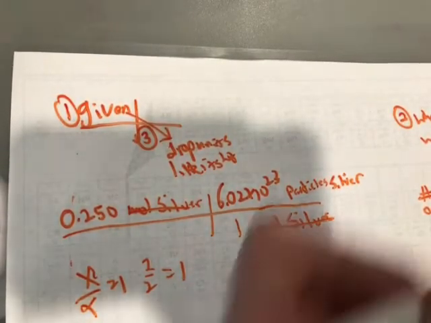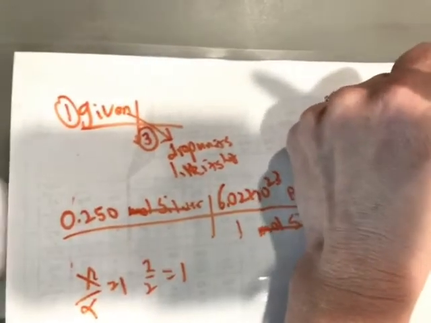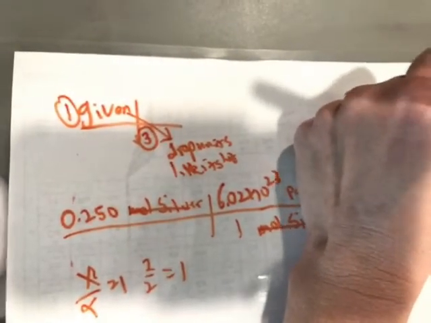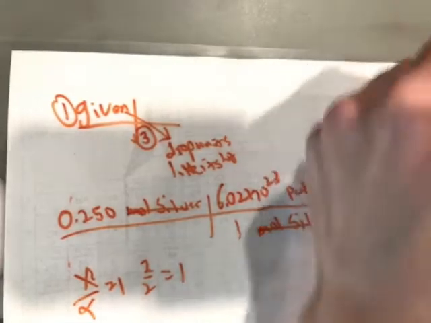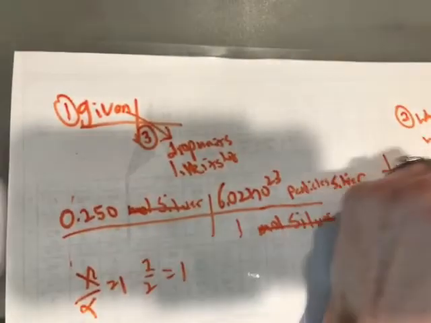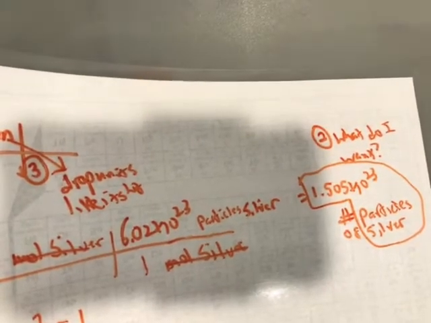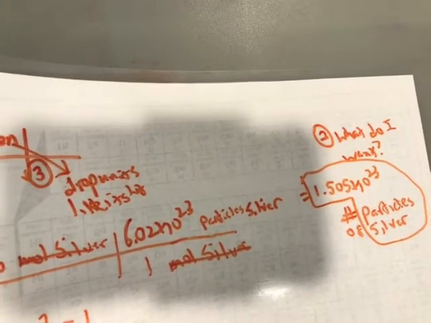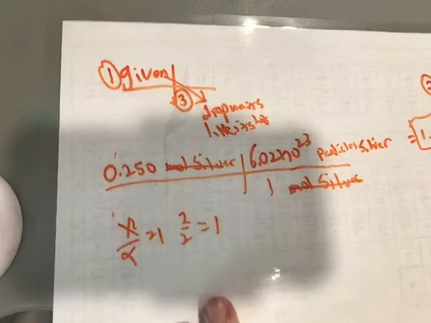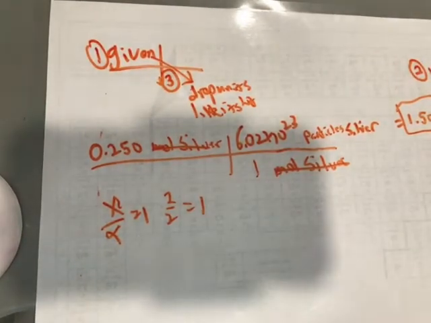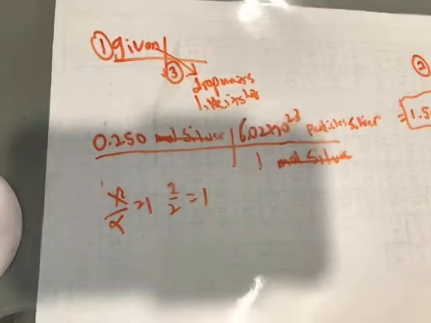So I now have what I need, and I just need to plug this in the calculator. So this one is going to give me 1.505 times 10 to the 23rd particles of silver. Okay, so that's kind of how to set it up. And the key here is that Snoop Dogg step, dropping it like it's hot. That's what's really going to save you. So let me show another example.